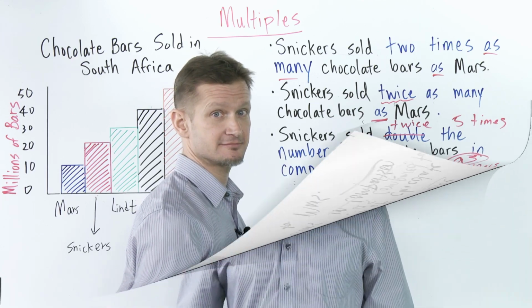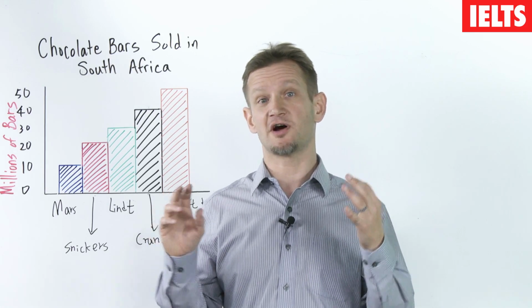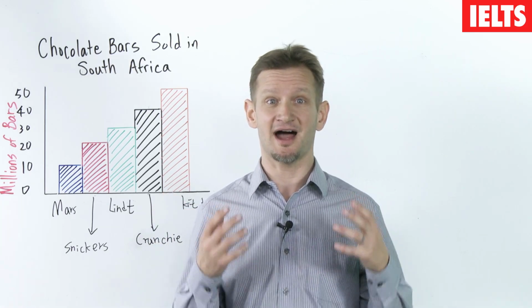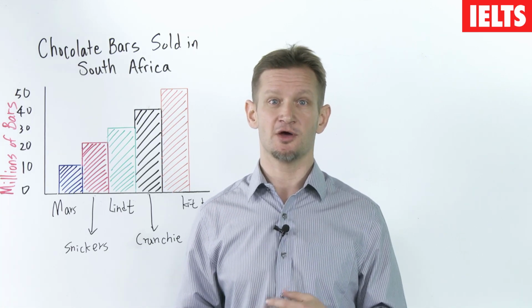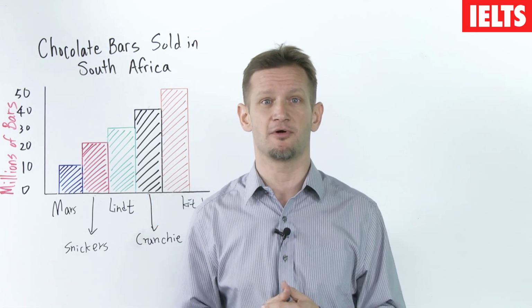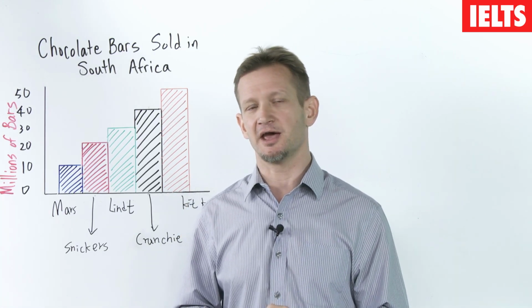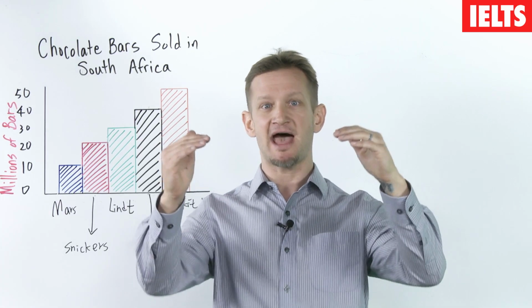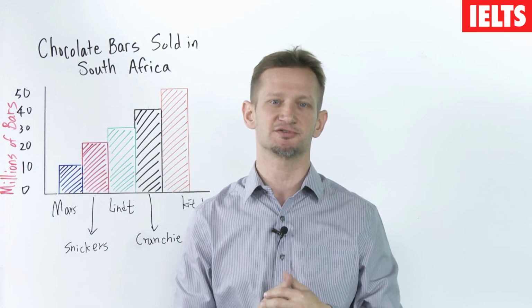Make sense? Okay, that's the end of today's video. Just a quick recap. We talked about numbers on the IELTS Academic Writing Task 1 and how to compare those numbers. We also talked about how to describe them in general. And we talked about how to compare multiples of something. And remember, if you can master that higher level vocabulary, that's going to help you reach a higher score.